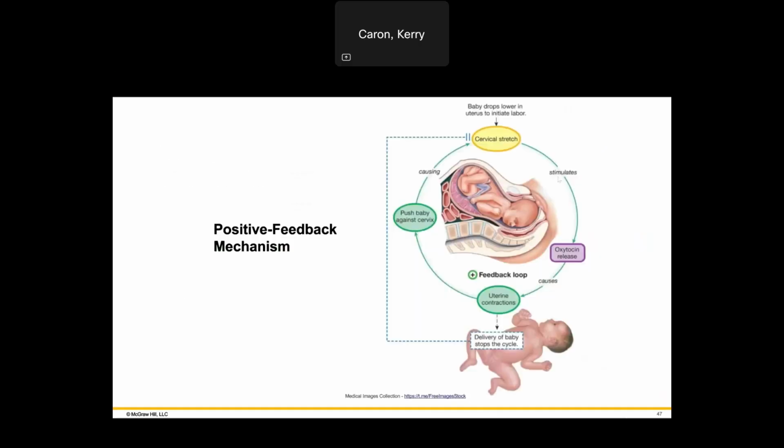So here is a good picture of it. You've got uterine contractions. The baby is pushing against the cervix, causing the cervix to stretch, and it stimulates more oxytocin, which causes more uterine contractions. And this cycle continues more until we have a baby. And then that stops.